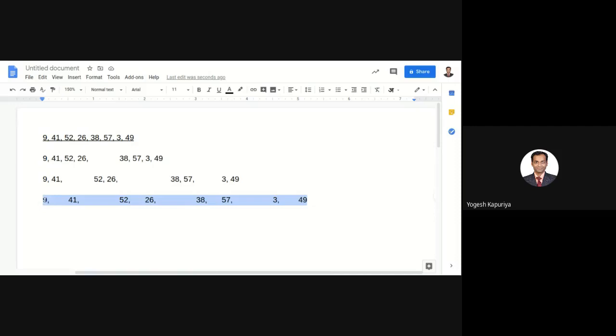Now that means I want to sort an array which has only one element, that is 9. Another array which has only one element, that is 41. 52, 26, 38, 57, 3, and 49. So that means now you are actually sorting arrays of one element. Now, when you are sorting an array of one element, what does it mean? Do you require to do anything? Yes, tell me. When you want to sort an array of only one element, do you require to do anything? Anyone?